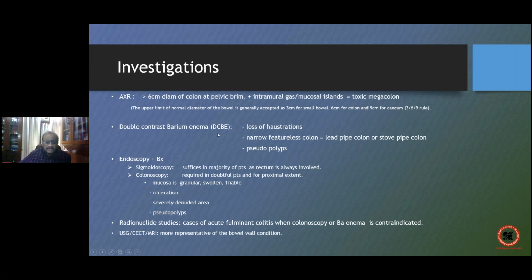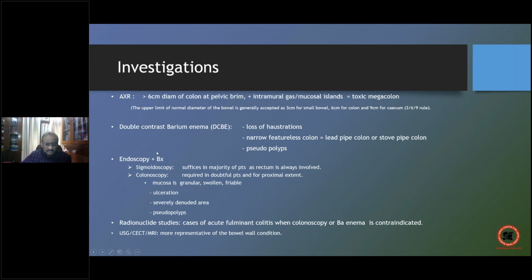The double contrast barium examination, DCBE, is also helpful. It will show loss of haustrations, a narrow featureless colon. Featureless, that means you don't find any folds, it's just like a simple pipe. That's why it's also known as a stove pipe or lead pipe colon. Lead pipe colon or stove pipe colon is characteristic on a double contrast barium enema. Or you can find pseudopolyps.